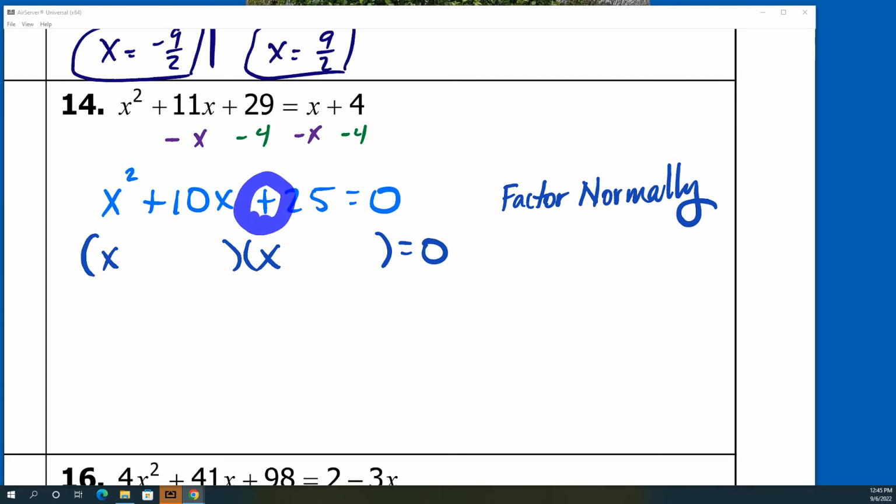This tells you your signs are the same because we multiply to get a positive. They have to be the same sign. Add to get a positive. In that case, they have to be both positives.